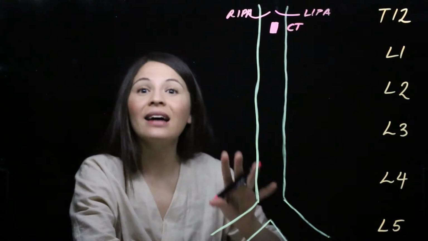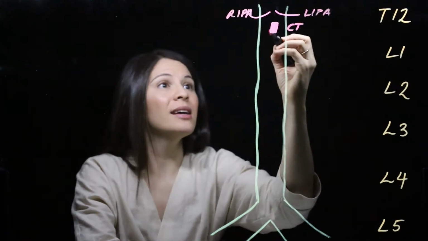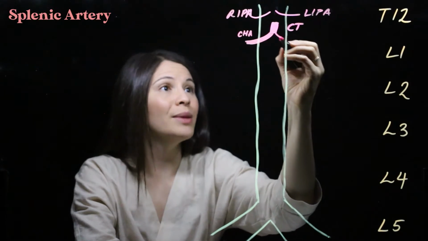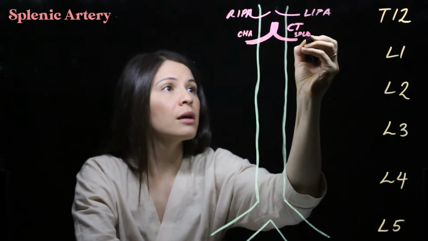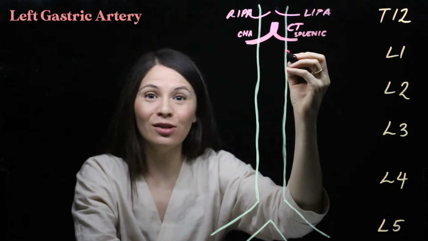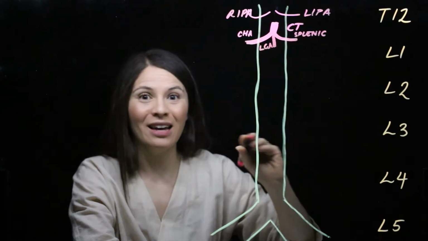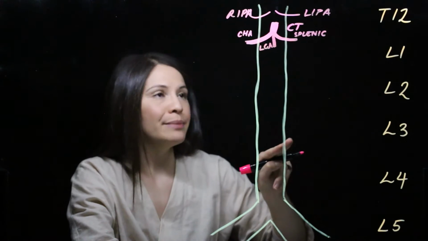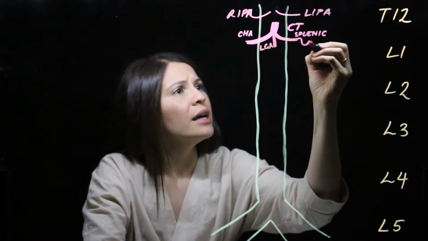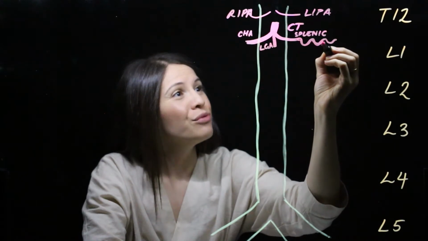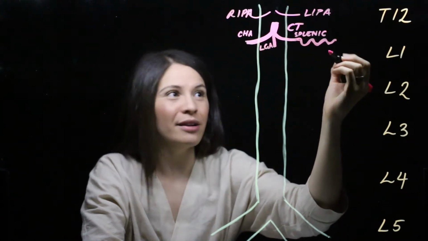And the celiac trunk has three main branches, and they will be your common hepatic artery, your splenic artery, and also the left gastric artery. Okay, so now let's follow the splenic artery. The splenic artery is really twisted and curly like this as it runs behind the pancreas.